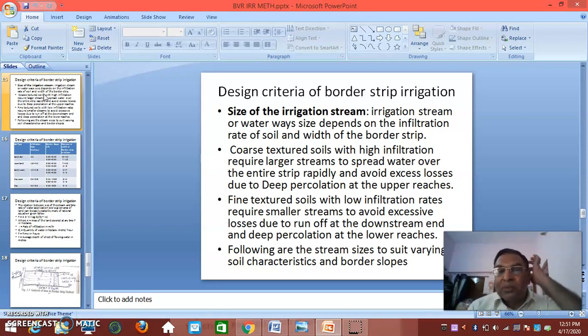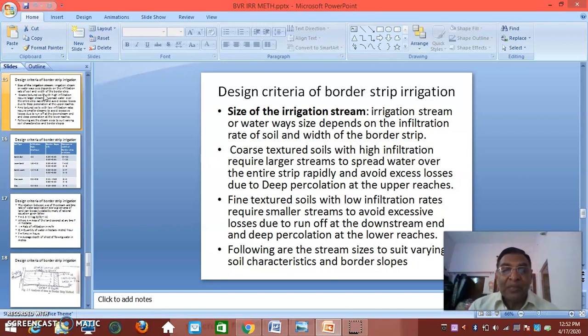For example, if you have coarse structured soils with high infiltration, like sandy soils, they definitely require a very large stream to spread water over only small lengths of the border, to cover the entire strip rapidly. See, in this case, right from the beginning, we have to cover the strip as quickly as possible. Avoid any excessive losses due to deep percolation. That is very important, particularly at the upper reaches. So these are the issues in the case of coarse structure soils.